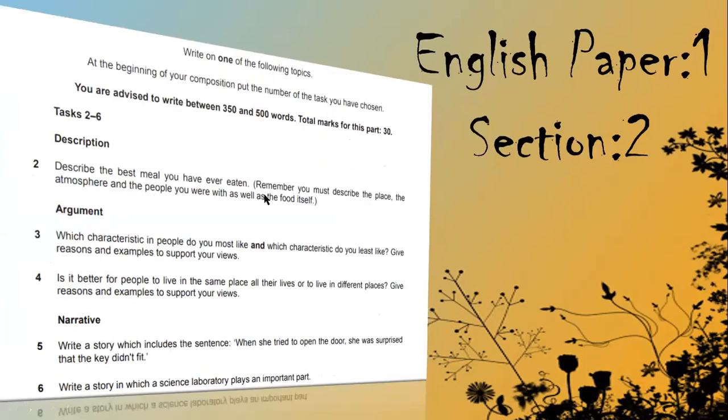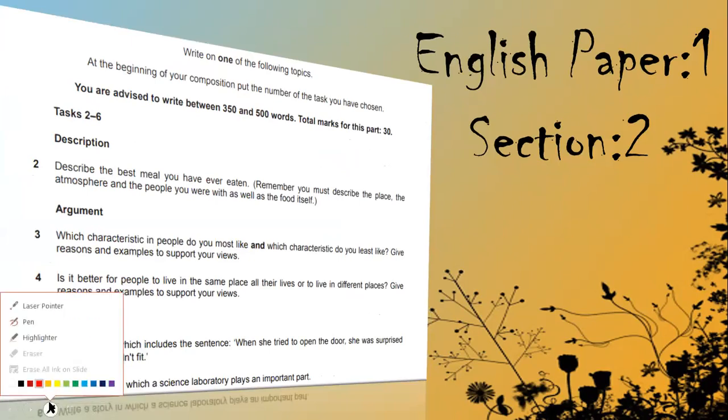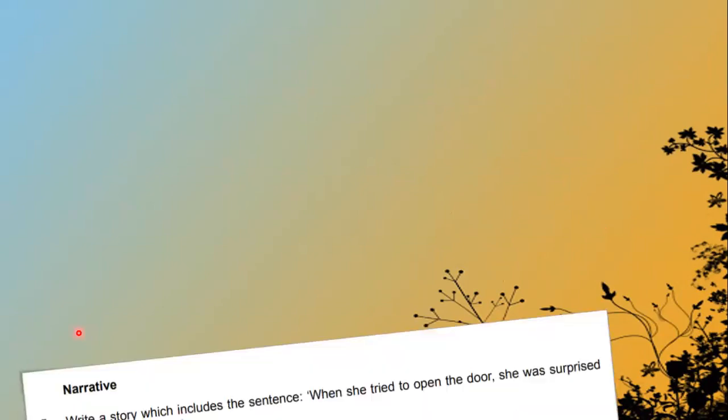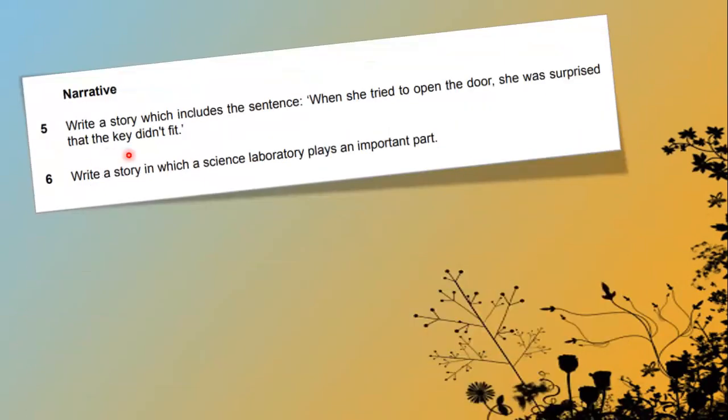When we talk about story writing, it is a part of English paper 1, section 2. This is how the paper is formulated, and you can see that the last part is the question, which has the heading narrative writing. For this part of the paper, you have to write 350 to 500 words for 30 marks. This is how the questions are set.